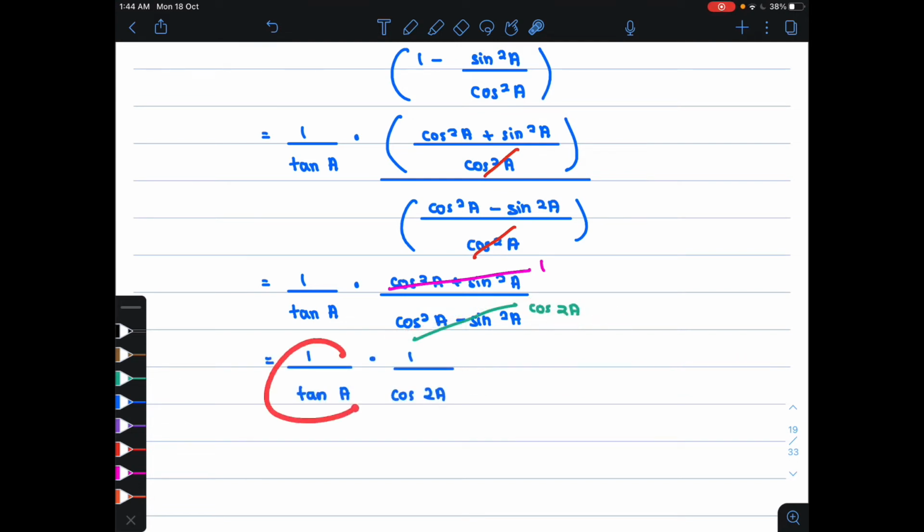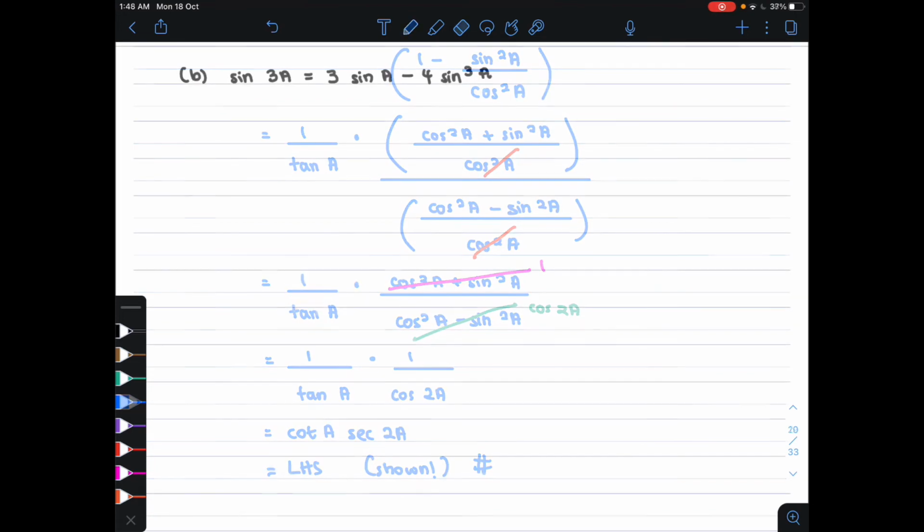And we already know that this is cotangent A and this is secant 2A. So just be careful with the angle. Here is A, that's why this is cotangent A. But here the angle is 2A. That's why this is secant 2A, which is equal to the left hand side. So that's how you prove that the identity in part A is correct.